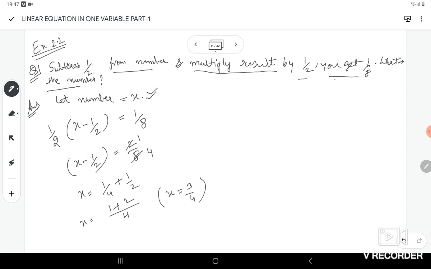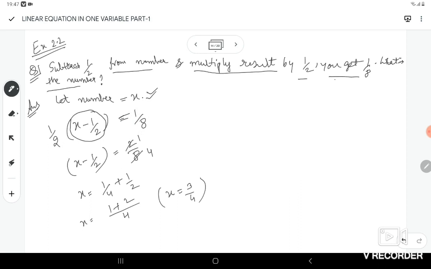Now it says subtract 1 by 2 from the number. So we are going to subtract x minus 1 by 2, and it says multiply the result by 1 by 2. So we are going to multiply this (x minus 1 by 2) by 1 by 2, and we get the result as 1 by 8. So it becomes equal to 1 by 8.